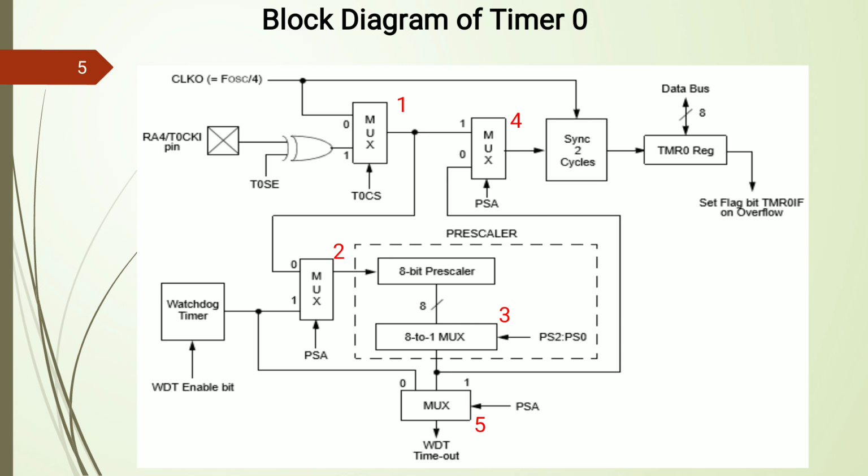After that, the next circuit is related to the selection of the watchdog timer or timer, related to MUX 2. Here the PSA bit defines whether we have selected the watchdog timer or timer. For assigning the timer to the circuit, you should make PSA equal to 0, and for assigning the watchdog timer to the circuit, you should make PSA equal to 1. So it depends on the PSA bit status at MUX 2, MUX 4 as well as MUX 5. So various conditions are there. At MUX 2, only the watchdog timer or timer is selected.